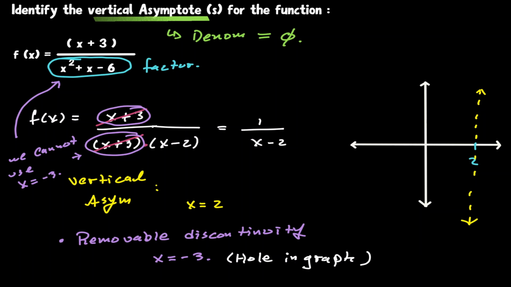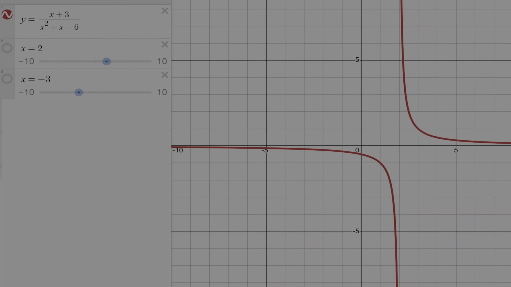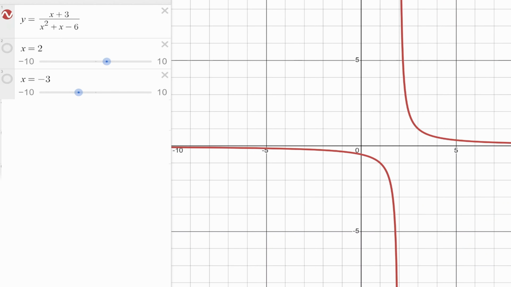So let's visualize this and graph our function. When we graph the function that we are given, right away, we can see that we do not have a vertical asymptote at x equals -3. But we still have it at +2. So let's keep that in there. We can consider this as the graph of the function.